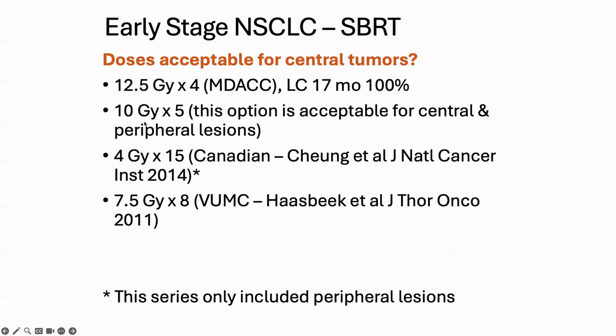So oftentimes, 50 gray in 5 fractions may still be utilized, but there are other hypofractionated regimens, including 60 gray in 15 fractions, or even 7.5 gray per fraction, which can be helpful too.